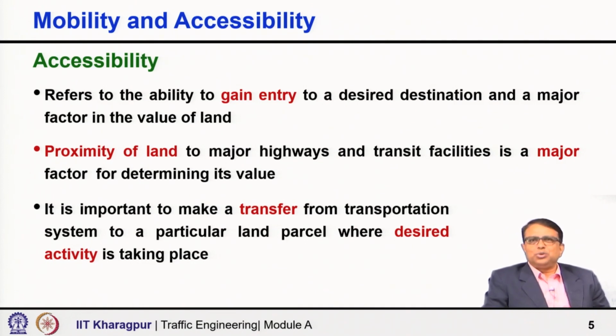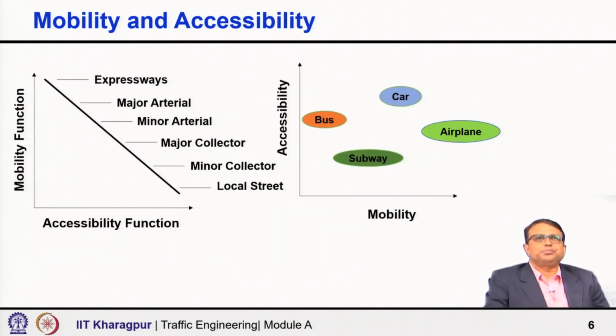taking place. The road system or the overall transport system aims to provide both accessibility and mobility functions, and these are the two very important functions of the road system or transport system as a whole. Based on this, the whole functional classification of roads has been developed.